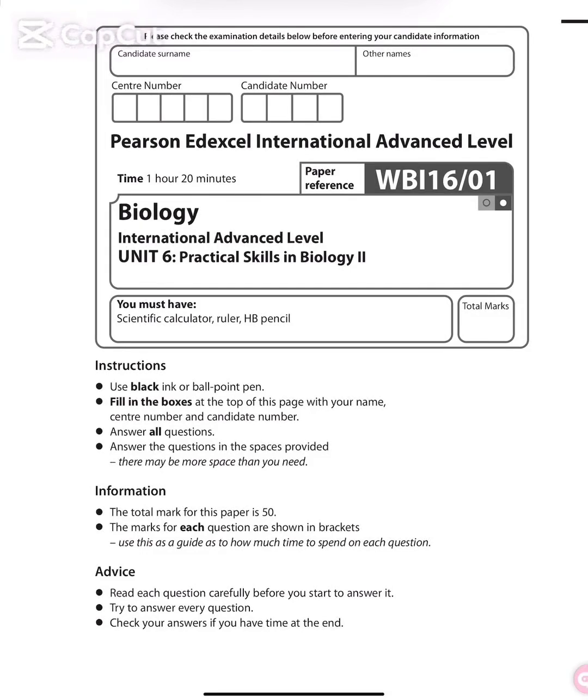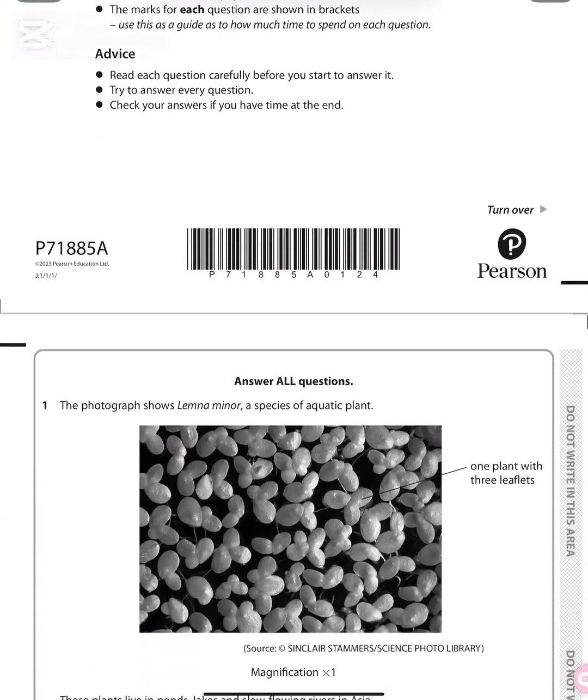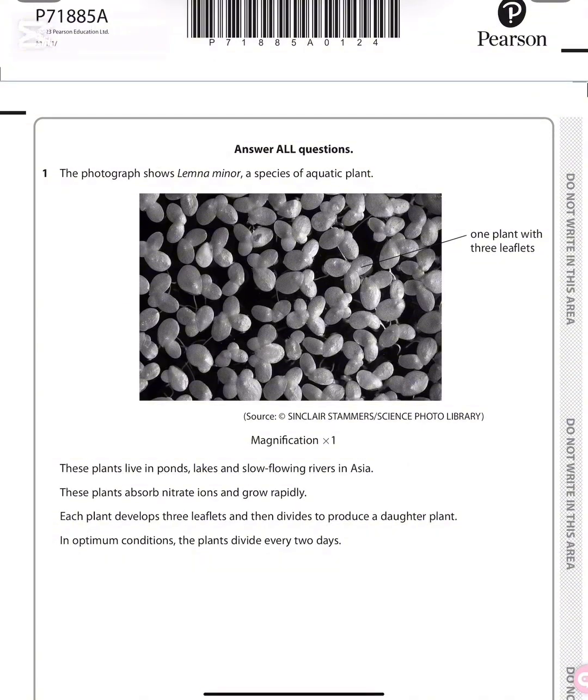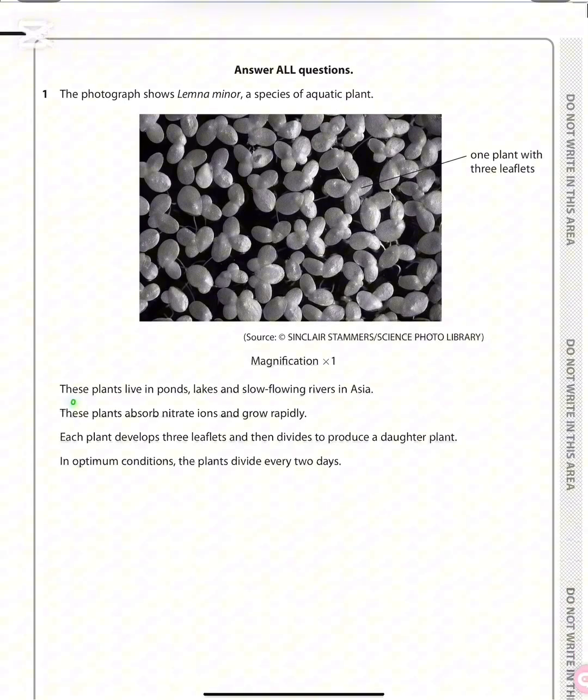Today we are going to solve Jan23 Biology Edexcel Unit 6. Question number 1. Here we are talking about an aquatic plant. They have given us some information about these plants.